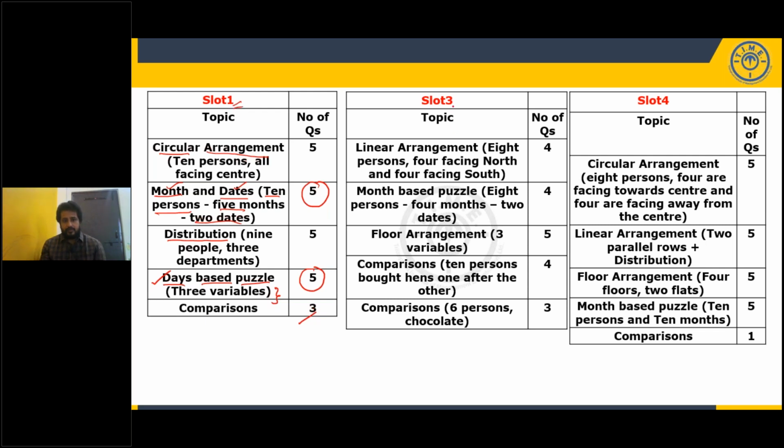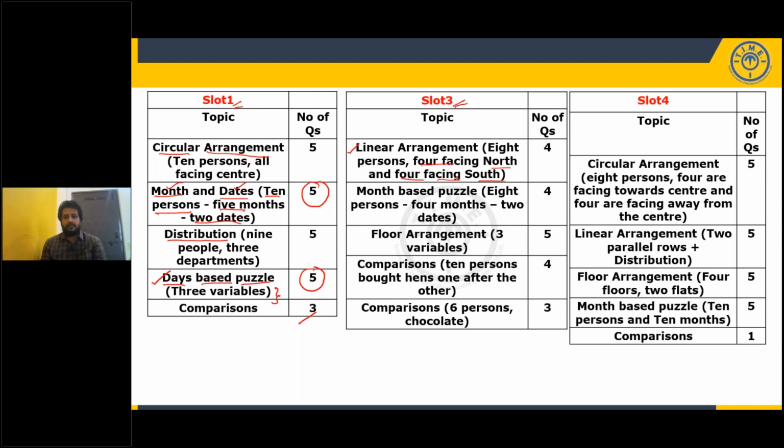Now when it comes to slot 3, in puzzles, this one is the first surprise. Linear arrangement, 8 persons, 4 are facing north and 4 facing south. Generally in RRB PO prelims up to 2018, 19, 20, they used to give a single direction. Either they are facing north or they are facing south. Generally they won't mention south, all are facing north. But this time they have come up with the surprise.